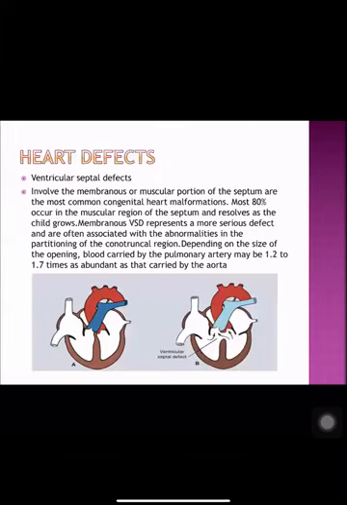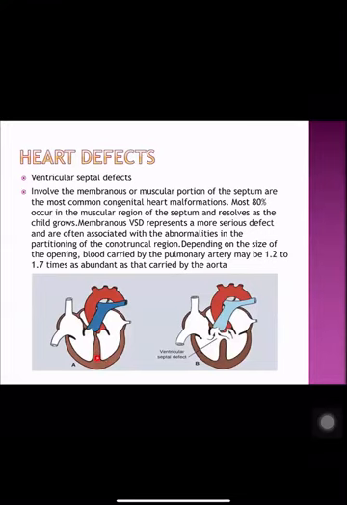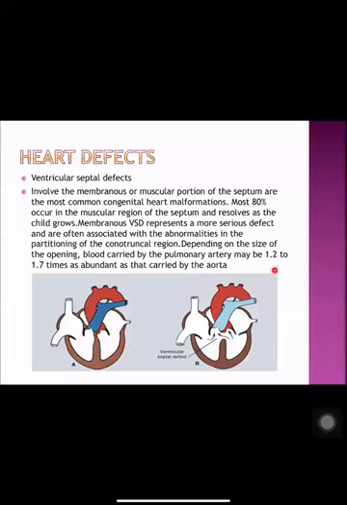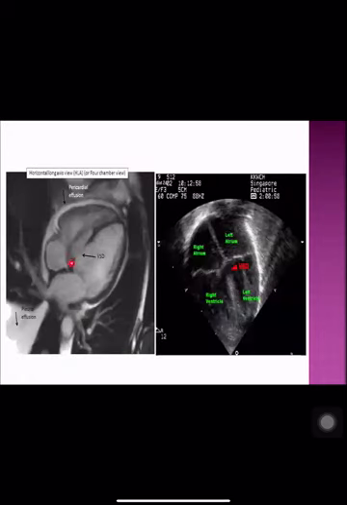Now, the atrial or the ventricular septal defects will either involve the muscular portion that occurs in about 80% of the cases, or the membranous portion that will be the most serious one. Depending on the size of this opening, the blood from the pulmonary artery will be about 1.2 to 1.7 times that carried by the aorta. This is a defect involving the membranous portion of the heart with the connection between both ventricles.